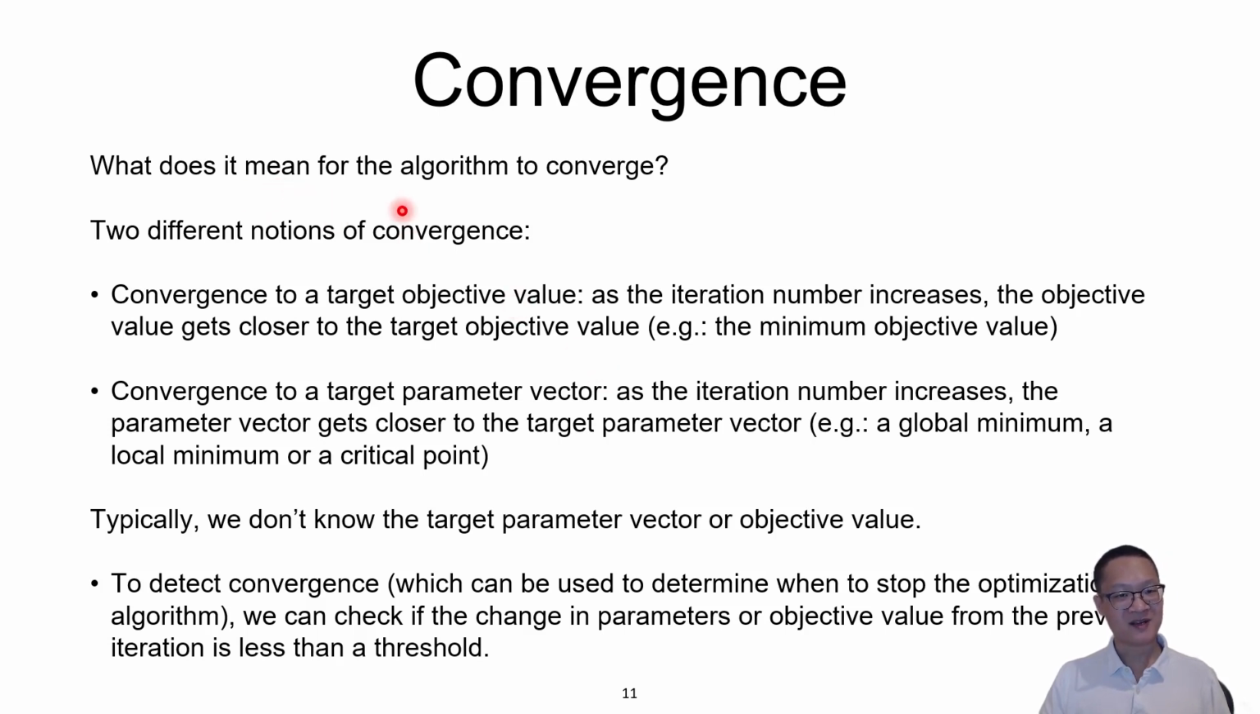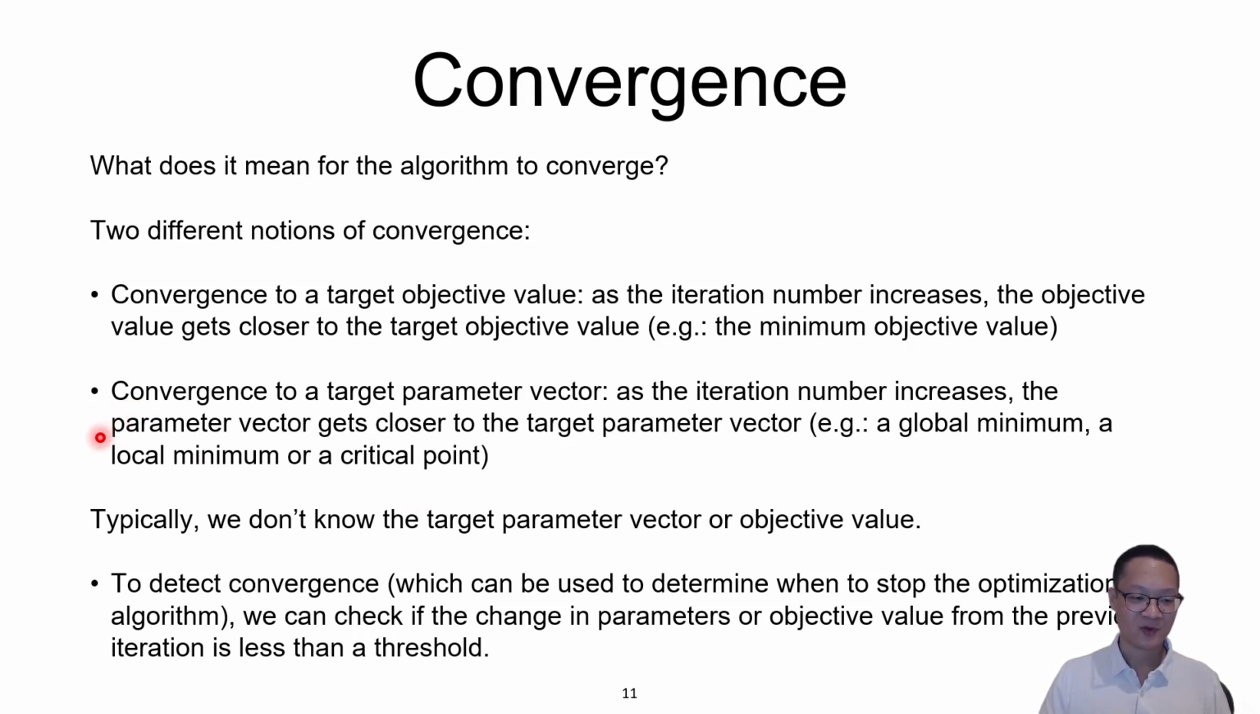Okay, so let's talk a little bit about convergence. There are actually two different notions of convergence. There's the convergence to a target objective value. That means that as we run more and more iterations, the objective value gets closer to some target objective value, hopefully the minimum objective that we want. A lot of times we wouldn't necessarily know what the target objective value actually is. Okay, there's also convergence to a target parameter vector. As we iterate more and more, the parameter vector gets closer to the target parameter vector, hopefully a global minimum. But typically we also don't know the target parameter vector. So this is really what we want, but we usually cannot check for such convergence.